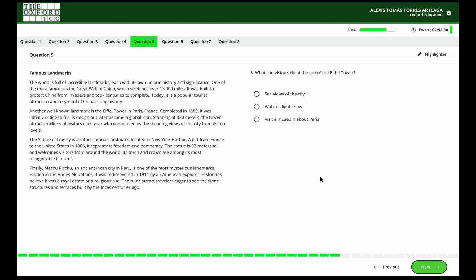What can visitors do at the top of the Eiffel Tower? See views of the city, watch a light show, visit a museum about Paris? See views of the city. What is believed about the purpose of Machu Picchu? It was terraforming, it was a royal site or religious site. What does the text say about the discovery of Machu Picchu? It was found by a local farmer in the 70s. It was rediscovered by an American explorer in 1911. It was never lost or hidden.